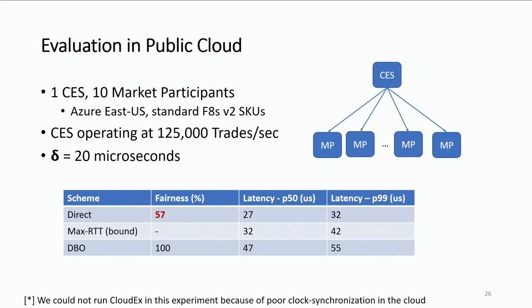In this table, we also report max RTT across all participants. In the paper, we show that this max RTT is the minimum latency required to achieve fairness. DBO's latency is actually close to this bound with additional delay due to batching and pacing. In this experiment, overall, DBO provides perfect fairness at sub-100 microsecond cloud latency.